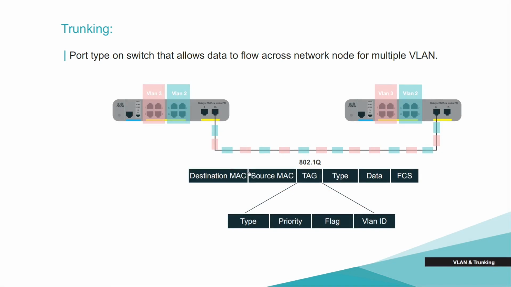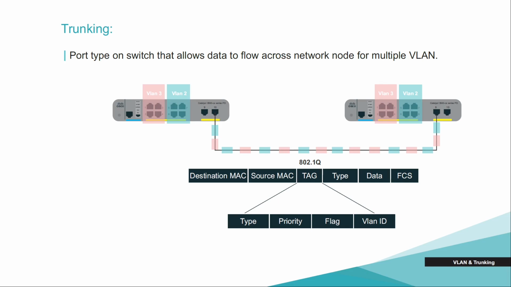So for the port between the two switches, we can use another protocol called trunking. Trunking is a port type on our switch that allows data flow across network nodes for multiple VLANs. So back to our example, we have VLAN 2 and VLAN 3 in our two switches. We can use a trunk port between those two switches, and this trunk port will transmit data for VLAN 2 and VLAN 3. Even if we have more VLANs, it can go through that trunking port.